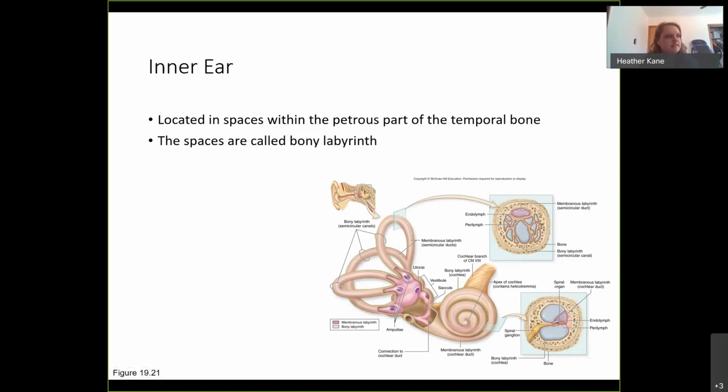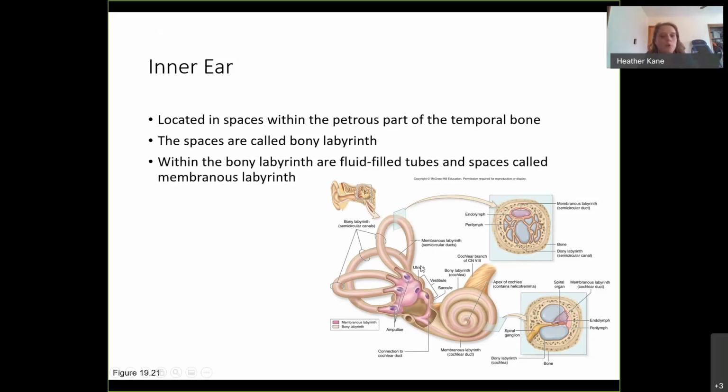These spaces that make up this inner ear are called the bony labyrinth. Here we have this bony labyrinth right here. The bony labyrinth is also called the semicircular canals. Within the bony labyrinth are fluid-filled tubes, and these spaces are called the membranous labyrinth. The membranous labyrinth is the space within the bony labyrinth, within those semicircular canals, that is going to be filled with fluid.